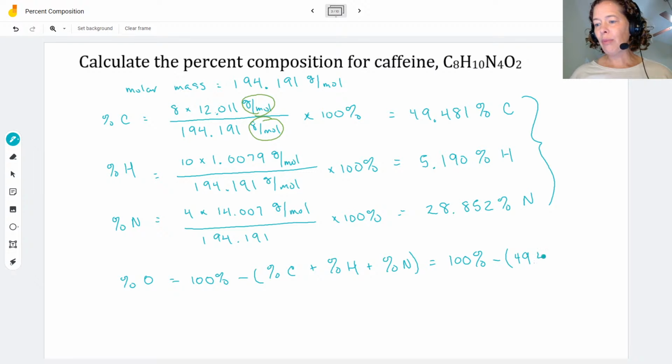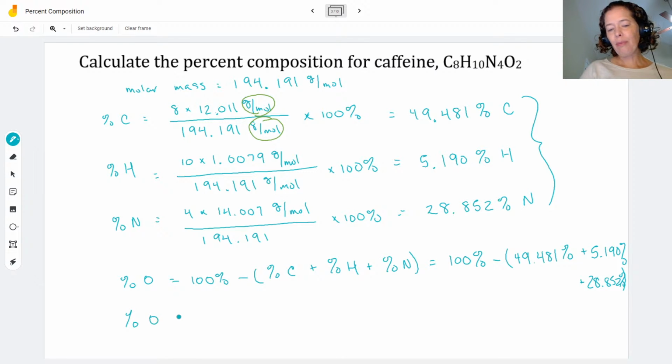So carbon is 49.481%. Oh, I'm going to run out of space, aren't I? Hydrogen is 5.190%. And I'm going to have to squeeze this one down here. 28.852%. Okay, so again, once we've got that down, we can put that in our calculator, and we are going to get a percent oxygen of 16.477%. So that is just another way that you can calculate your final percentage. Of course, you can still use the multiplier of 2 multiplied by the molar mass of oxygen divided by your total molar mass, and that will work as well. It's really just up to you which way you want to calculate the final percent composition.